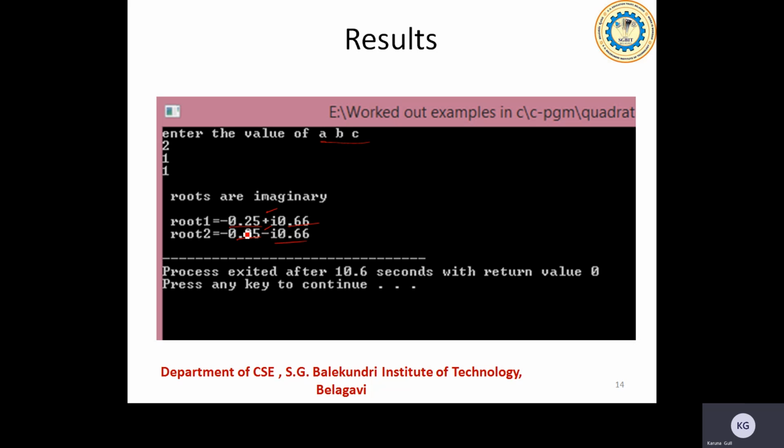So this is all about finding the roots of the quadratic equation. Thank you so much.